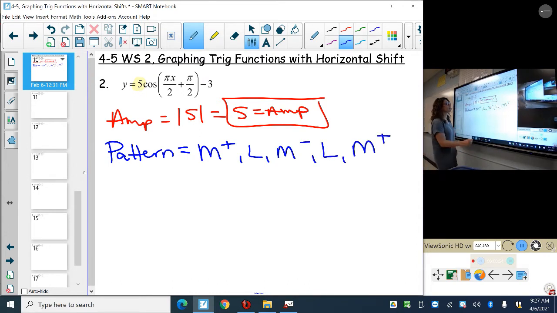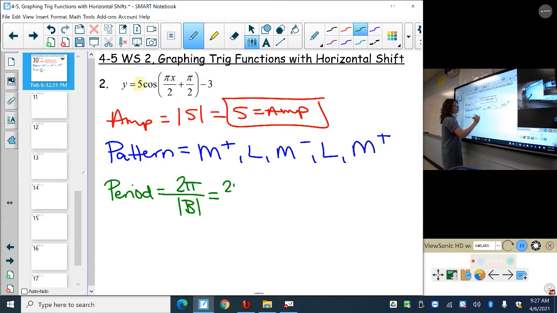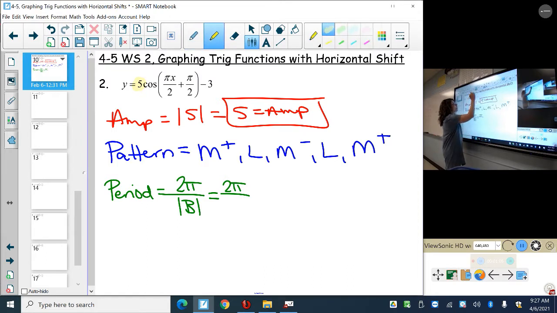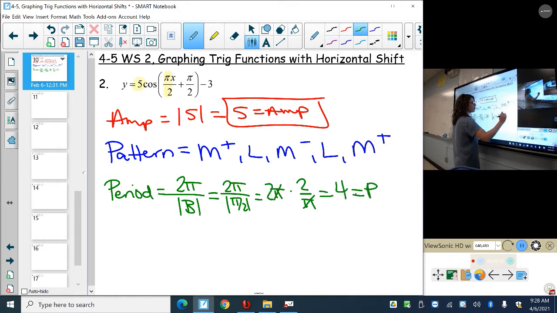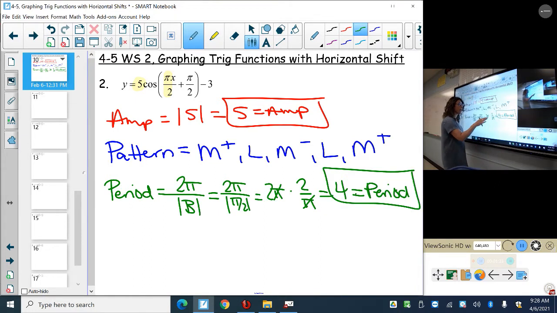Okay? The next thing we need to do is find our period. Our period is going to be 2 pi divided by the absolute value of b. So that's 2 pi divided by pi over 2, my b value, which is attached to the x by multiplication. When you divide by a fraction, you are actually multiplying by its reciprocal. The pi's cancel out, and you're going to be left with 2 times 2, which is 4, and that is your period. Never had a number as a period, so that's okay. Just know that that's totally legal.